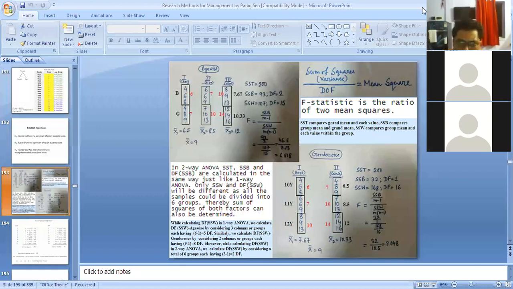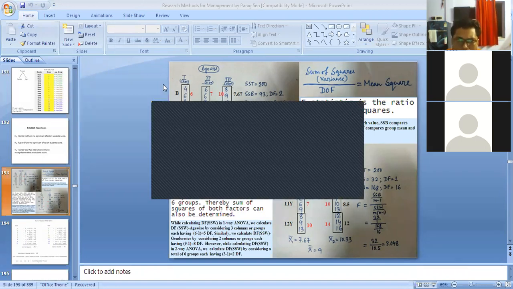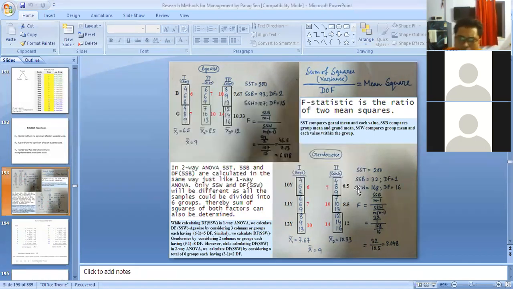What I was saying, that we have seen how the one-way ANOVA is actually calculated. Okay, so there is no problem. So now we will consider how to do the two-way ANOVA.